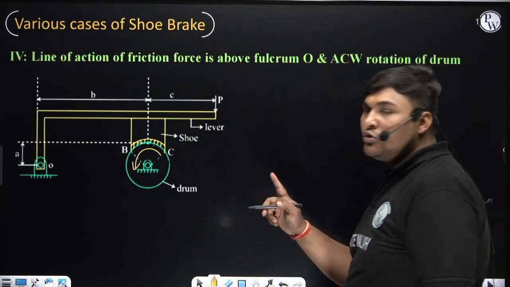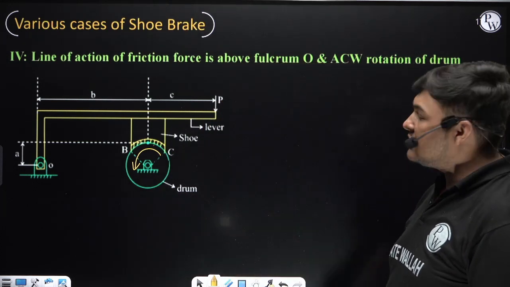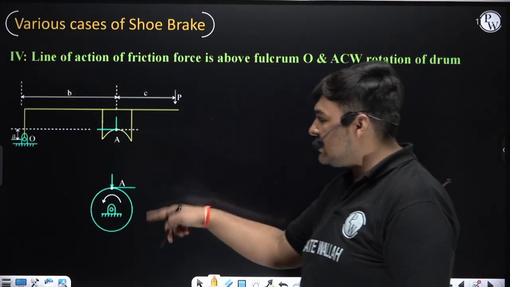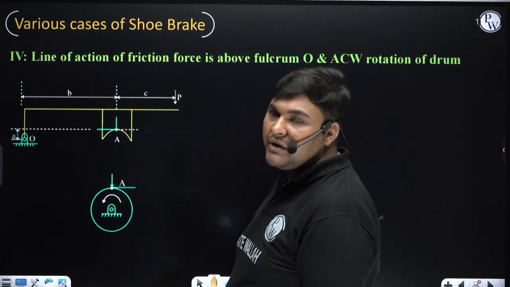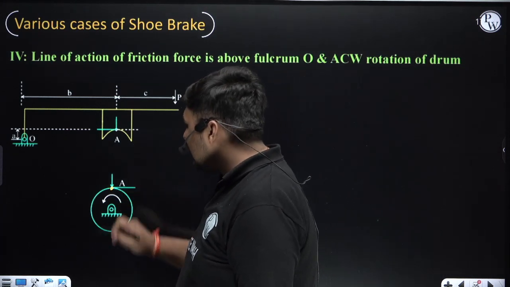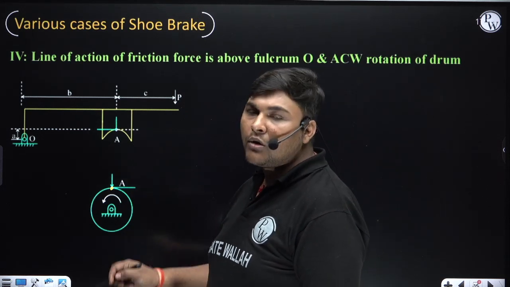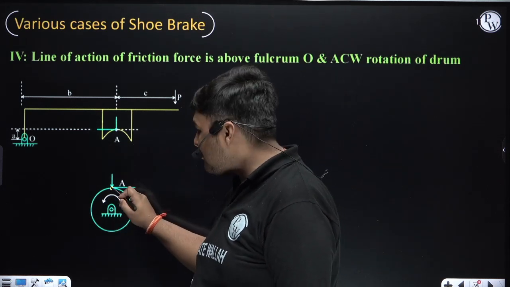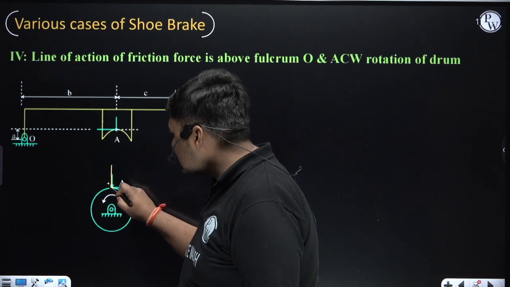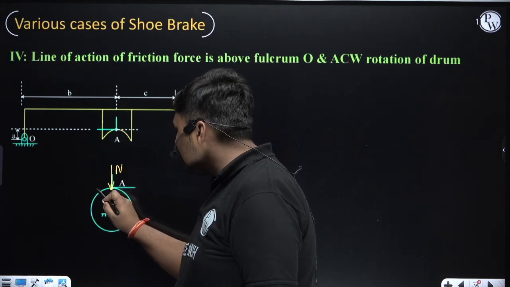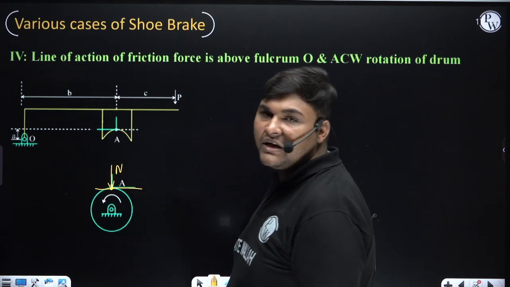So to do the analysis of this case, again we will draw the FBD of drum and lever. The drum is rotating anti-clockwise. First we will draw the FBD of drum. This is the contact point A. At this contact point normal force capital N will come. Now the direction of normal force in the FBD of drum will be from point A towards the center. So this is normal force N. Friction will be perpendicular to N, so it will be in this direction.